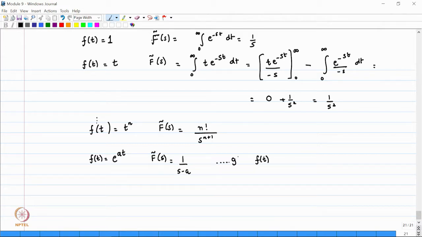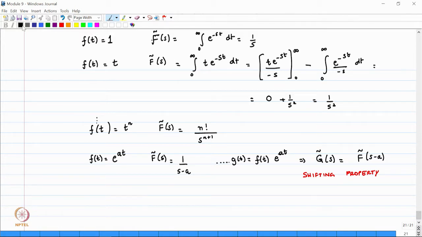let us say g of t is equal to f of t times e raised to a t, then g tilde of s is equal to f tilde of s minus a. So, if your function is multiplied by an exponential, then the Laplace transform is shifted by the exponent. This is the shifting property of Laplace transforms, and this is extremely useful to calculate inverses of Laplace transforms.